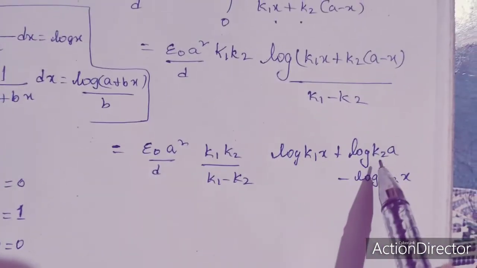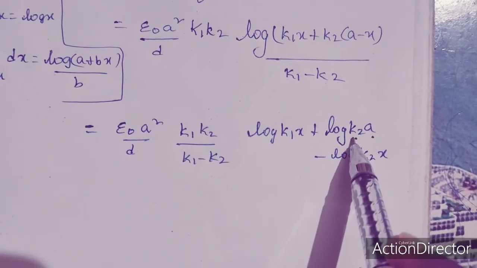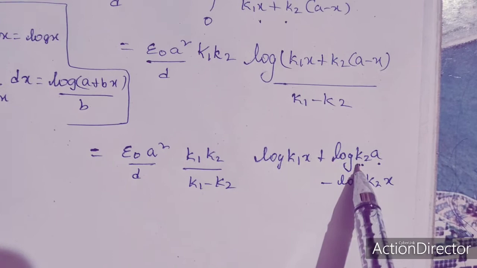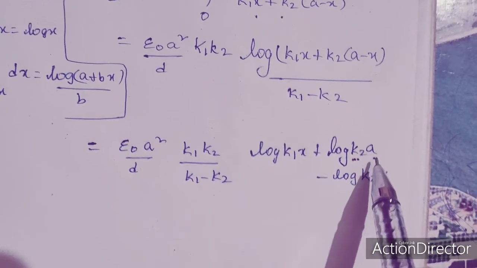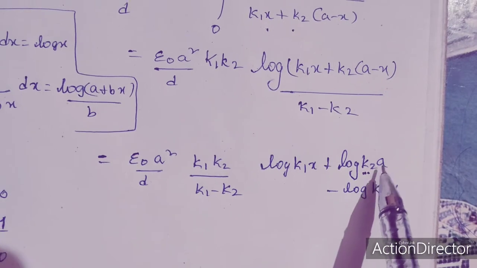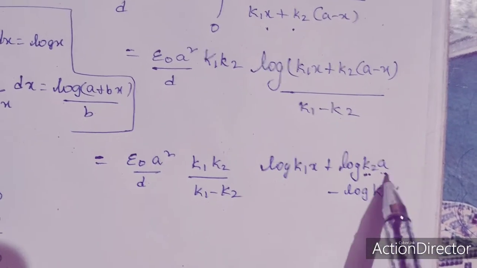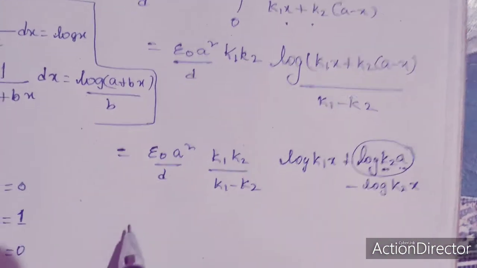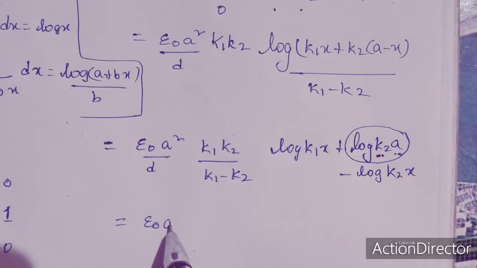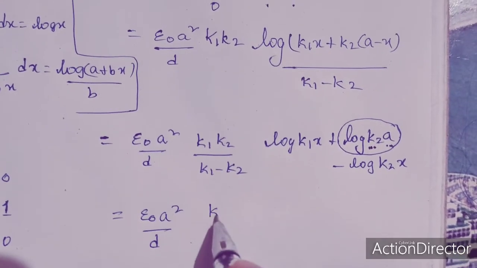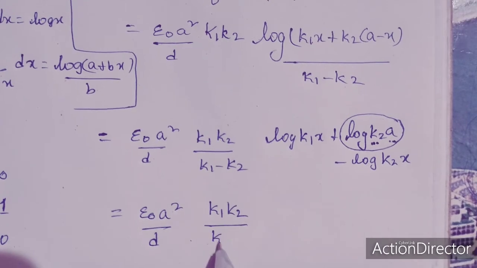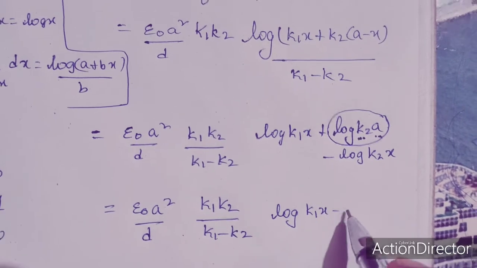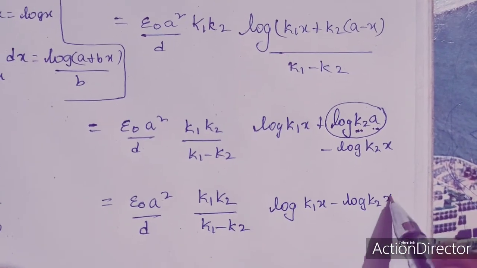And here identify log of k2a. k2 represents a constant physical quantity, the dielectric constant, and a, the area of the plate, is constant. Yes or no? So this total term equals 0. Right? Epsilon naught a square divided by d k1 k2 divided by k1 minus k2, log of k1x minus log of k2x.